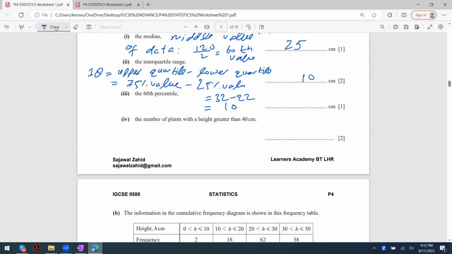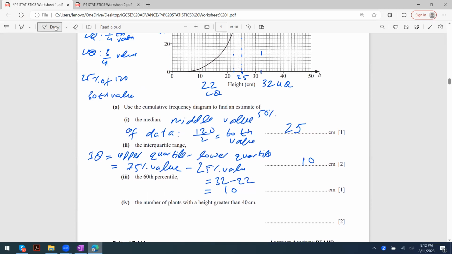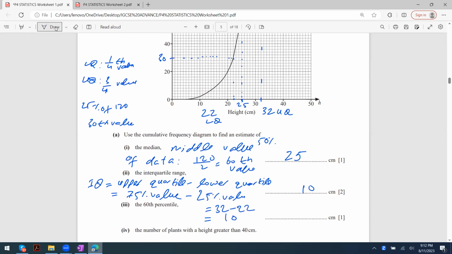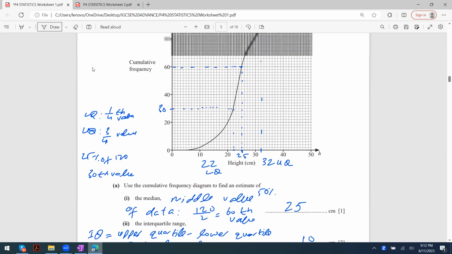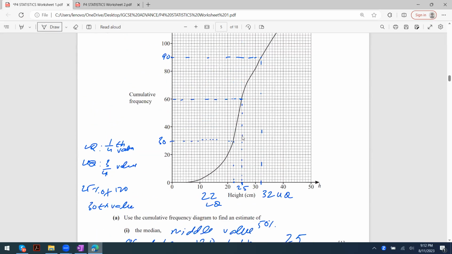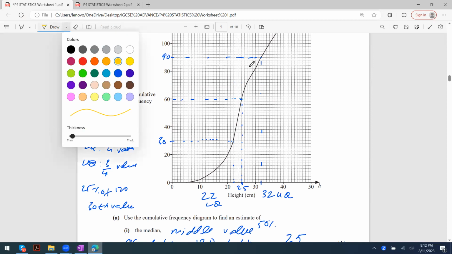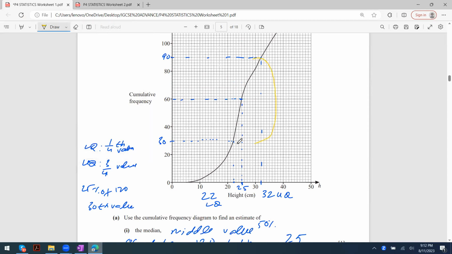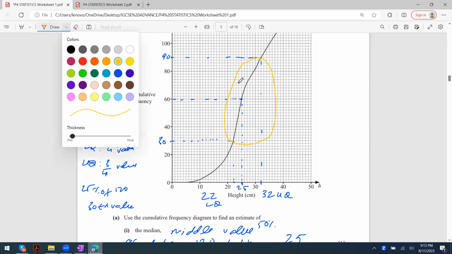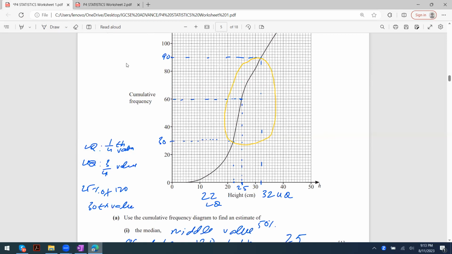The interquartile range tells us where most of the data lies. 75% minus 25%, this is where most of the values lie. It is showing us this whole range, 90 to 30, where the 75% to 25% values are. Most of the values are in this region. That's why it's important. No questions? Moving on.